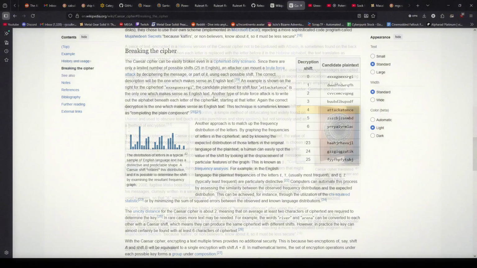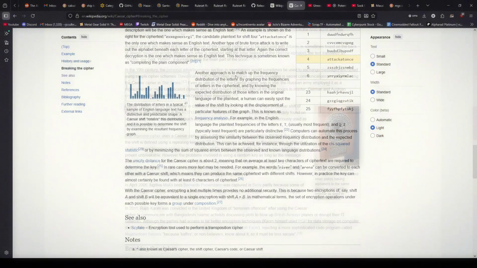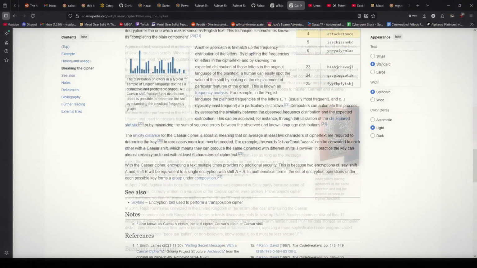This technique is sometimes known as exhaustive key search. Another approach is to match up the frequency distribution of the letters by graphing the frequencies of letters in the ciphertext and by knowing the expected distribution of those letters in the original language of the plaintext. A human can easily spot the value of the shift by looking at the particular features of the graph. This is known as frequency analysis. For example, in the English language, the plaintext frequencies of the letters E, T, and Q, Z are particularly distinctive.